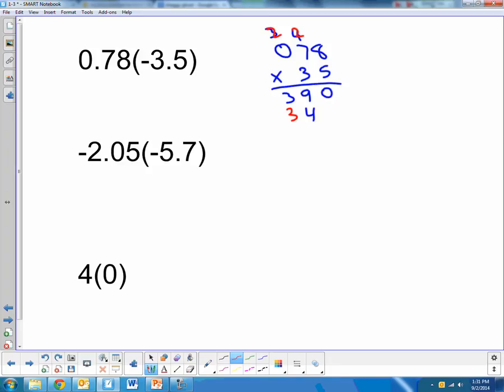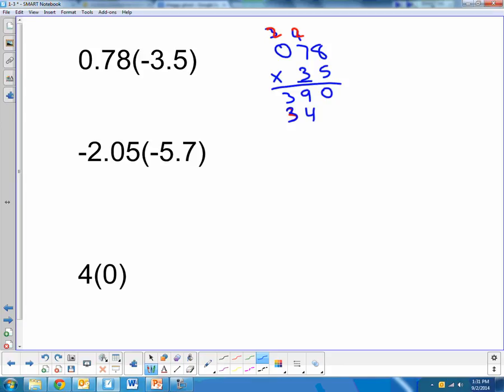What really is happening there is I'm starting that 4 underneath the tens, underneath the 3, because that's what I'm multiplying with. I'm not multiplying with the 5 anymore. I'm not multiplying with the 1s. I'm multiplying with the tens place. And so that number is going to start underneath the tens place.